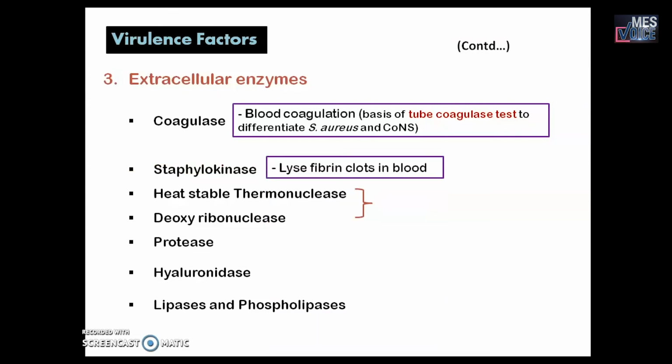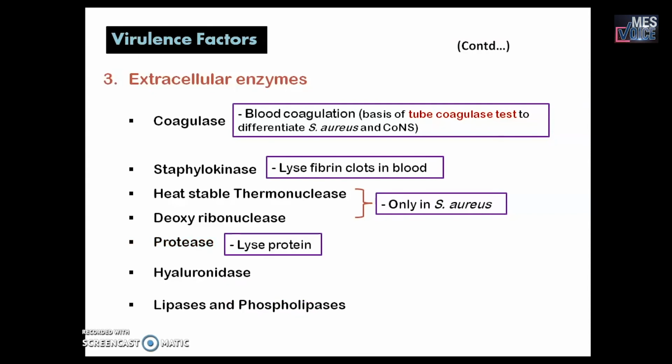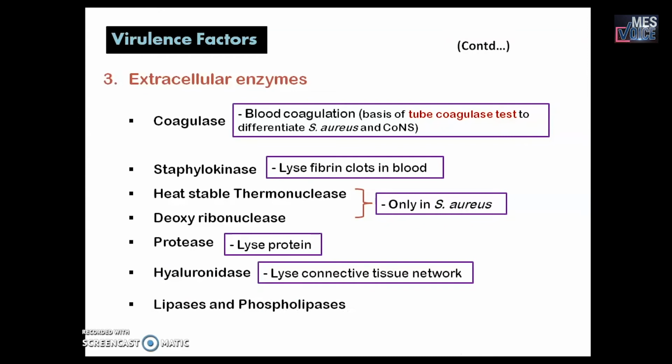Staphylokinase is responsible for the lysis of fibrin clots in blood. Heat stable thermonuclease and deoxyribonuclease are present only in Staphylococcus aureus. The next one, protease, helps in the lysis of proteins. Hyaluronidase helps in the lysis of the connective tissue network. Lipase and phospholipases help in fat breakdown.